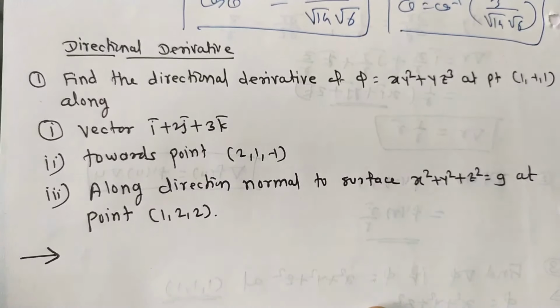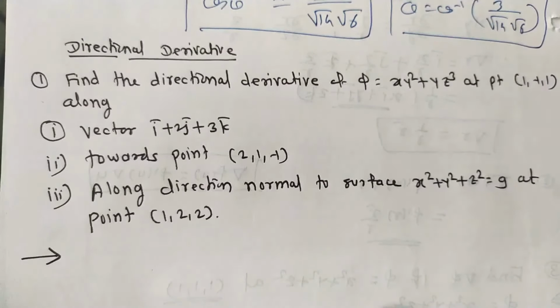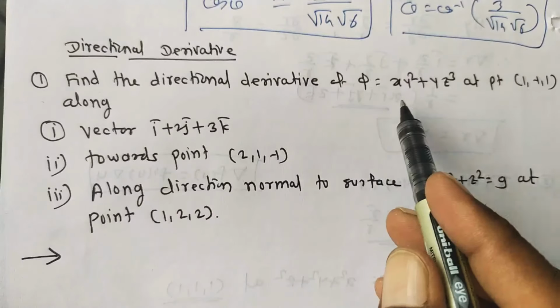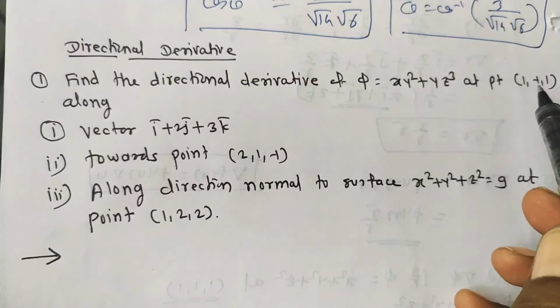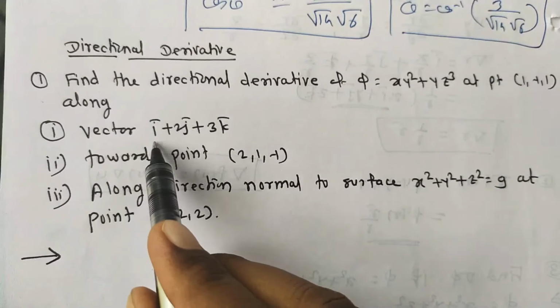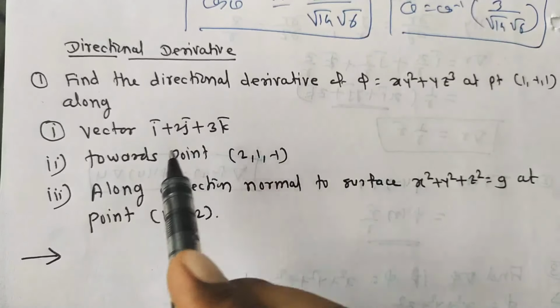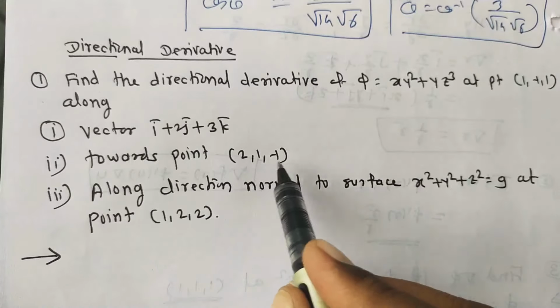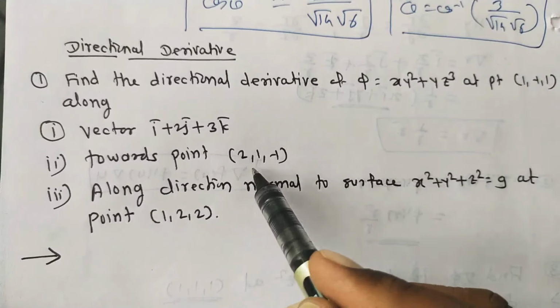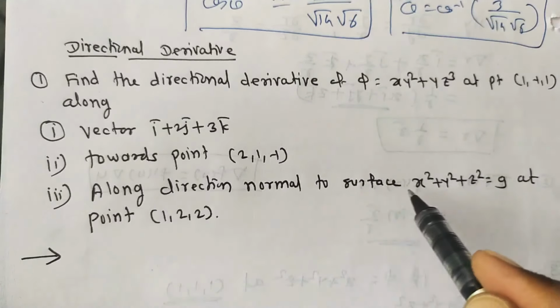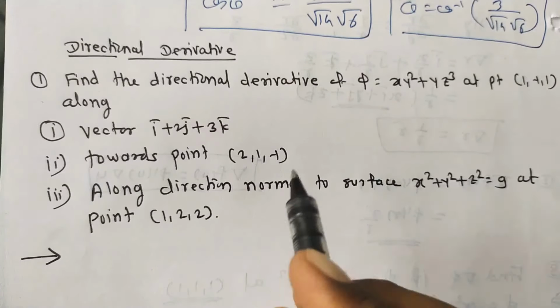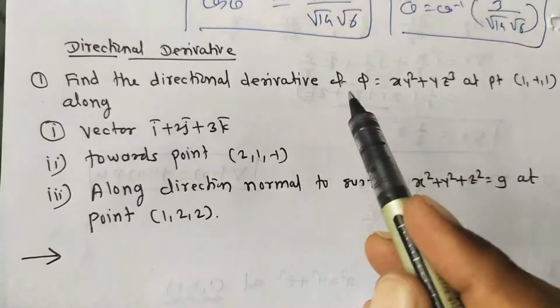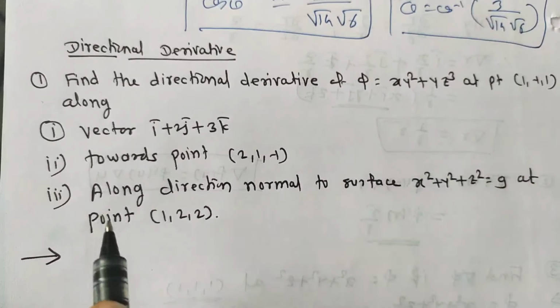Okay. So today we will take the first problem here. Find the directional derivative of phi is equal to xy square plus yz cube at point (1, -1, 1) along the vector i bar plus 2j bar plus 3k bar, towards the point (2, 1, -1), meaning from this point to this point, and along the direction normal to the surface at point (1, 2). So we will solve one by one. Actually these are three problems, only phi is the same here.